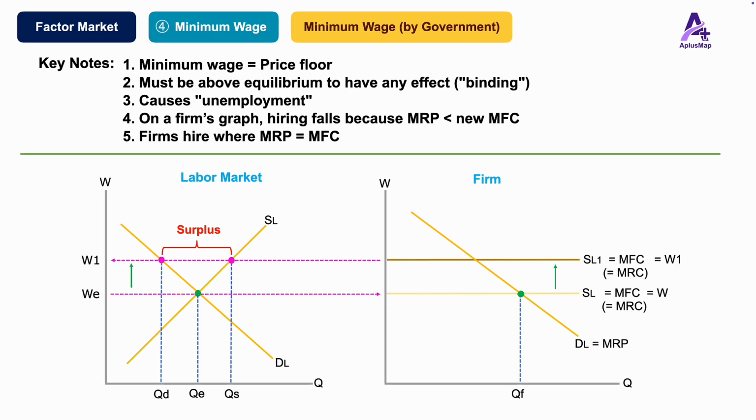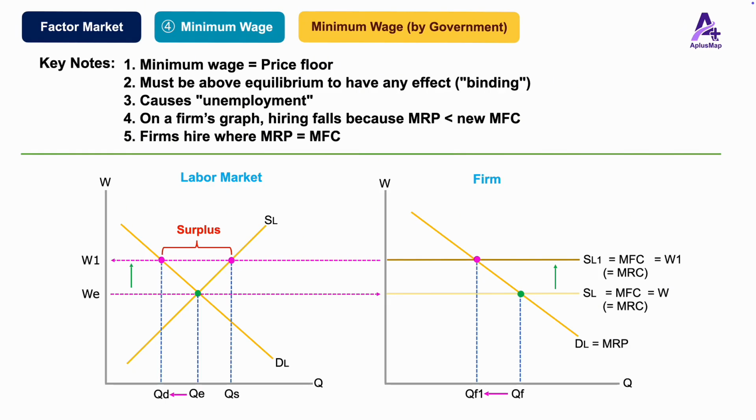Clear visual. So, summarizing the key notes for minimum wage. Okay. 1, minimum wage is just a price floor. 2, it must be above equilibrium to be binding. 3, it causes unemployment, a surplus of labor, QS > QD. 4, why do firms hire less? Because for some workers, their MRP is now less than the new MFC, the minimum wage. 5, firms always hire where MRP = MFC, or up to that point. Got it. Price floor, binding above equilibrium, causes unemployment. That's a really important application.